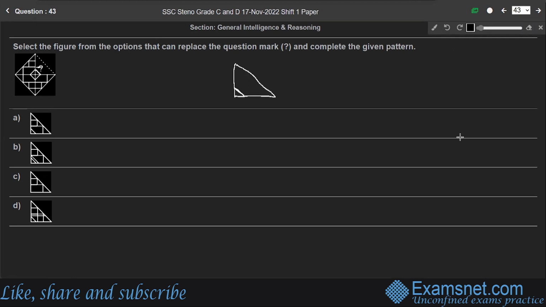Next, we have the rectangular part to be completed. Therefore, the rectangular portion looks like this. And above which we have a square portion to be filled. Therefore, square portion looks like this. Right? Therefore, among 4 options, option A completes the given pattern. Right? Option A.